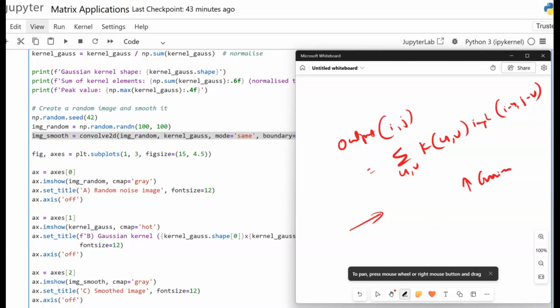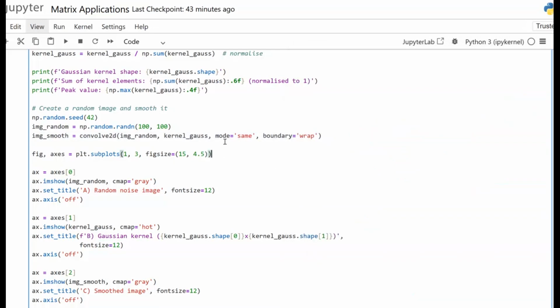Here we have specified mode equal to same, so the output is 100 by 100, the same size as the input. Next, we have set boundary equal to wrap, so the image wraps around the edges. That is what is specified as a periodic boundary.